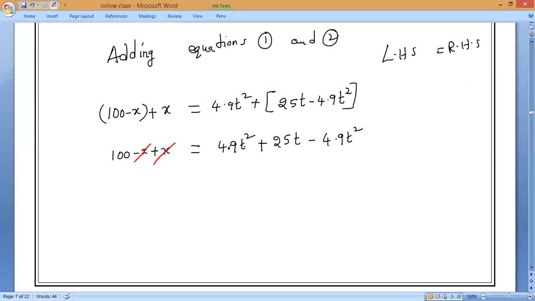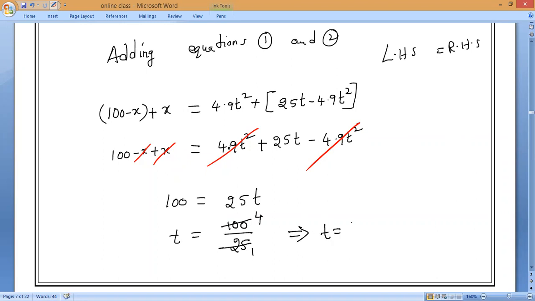Yes, sir. Next, same way here, 4.9 t square minus 4.9 t square will get cancelled. So what is remaining now? 100 is equal to 25t. From that, t is equal to 100 by 25. Sorry, I said 25 by 100 earlier. 100 divided by 25, 25 fours are 100. So t is equal to how many seconds, guys? 4 seconds.